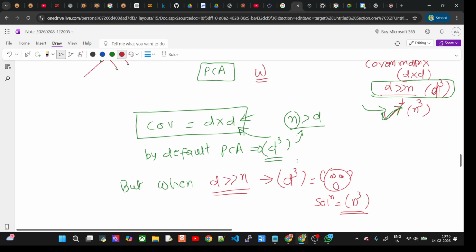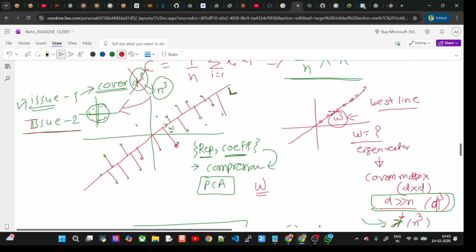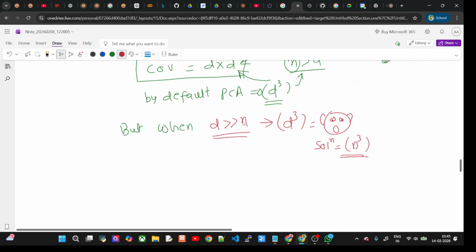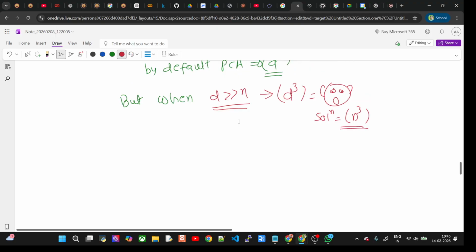Okay, so we understood now. Here we want to find out the w. This is the aim of the PCA. But now what is the solution? So we are now finding this math. We are starting the mathematical calculation now.